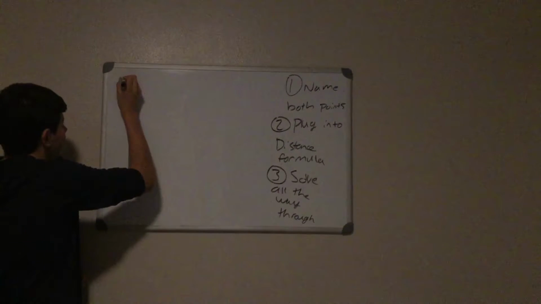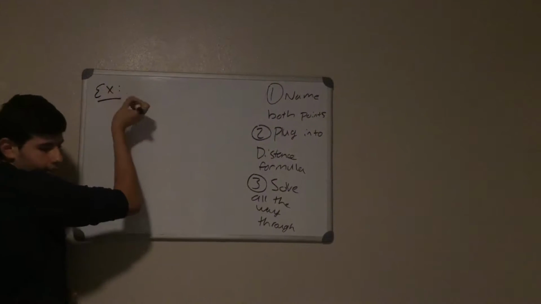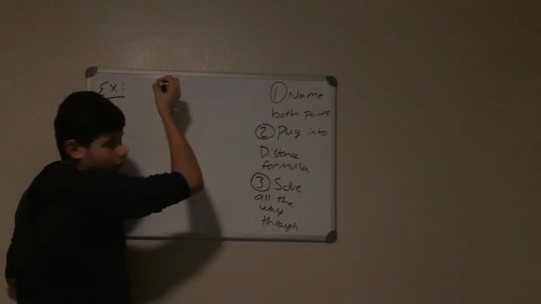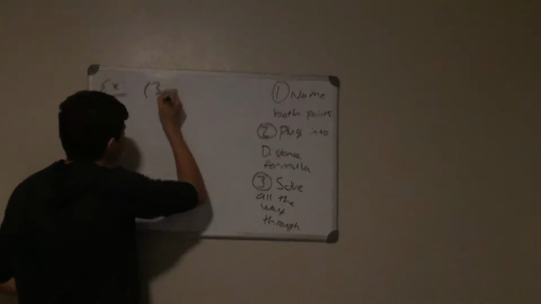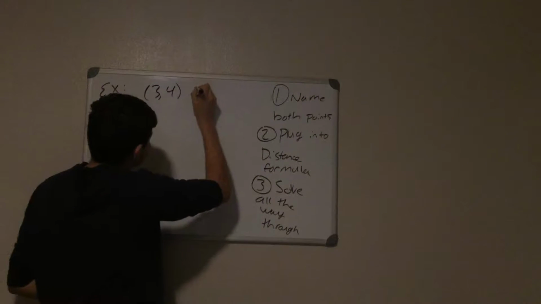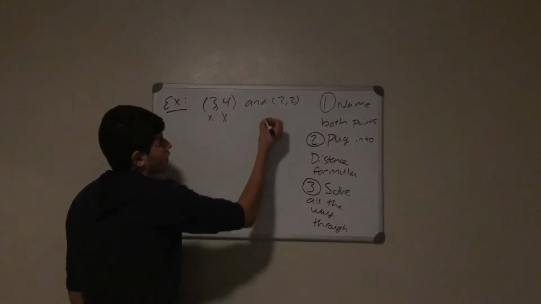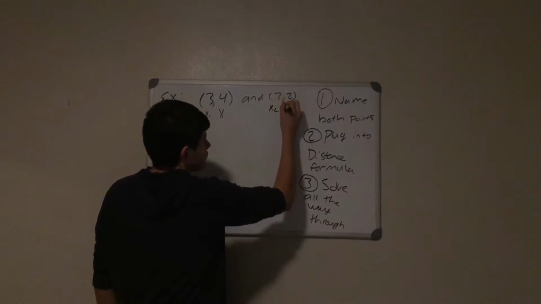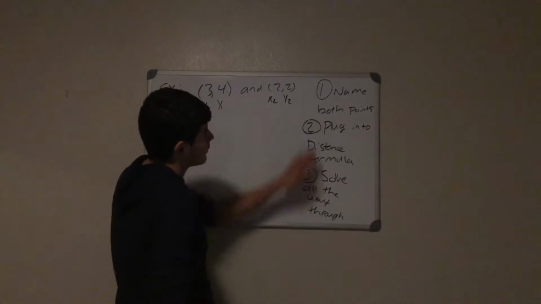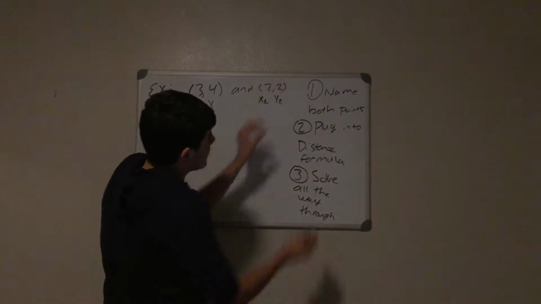So we're going to have 3, 4, 2, 2. Okay, and then this one will be x2, y2. So we went through our first step there. We named them.